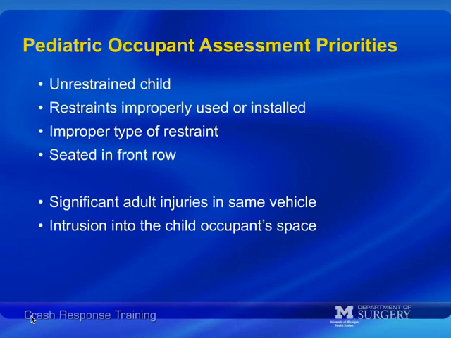Again, when you are assessing an occupant, it's important to look for the following: evidence that a child is unrestrained in a vehicle, restraints that were improperly used or installed, an improper type of restraint, or perhaps the child is seated in the front row. You can also look for significant adult injuries in the same vehicle and intrusion into the child occupant's space.